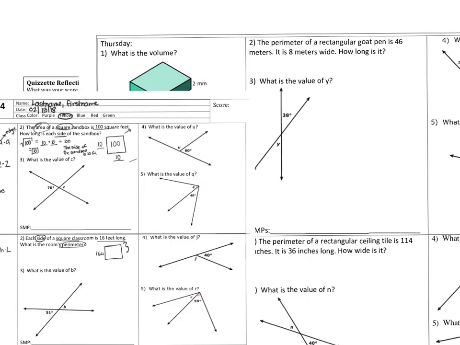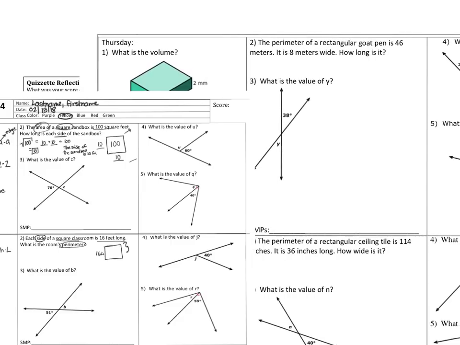Now let's look at number 2 for Thursday. The perimeter of a rectangle goat pen is 46 meters. So it's saying a rectangle or a rectangular, and it's giving you the perimeter. So the outside equals 46 meters. And it's saying that it's 8 meters wide. So 8 meters wide on this side and 8 meters wide on that side. How long is it? So you're trying to find the side length.